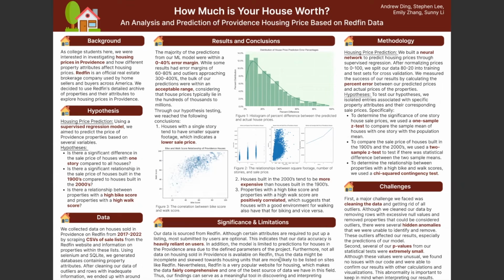We also faced several limitations. First, our data is sourced from Redfin. Although certain attributes are required to put up a listing, most attributes submitted by users are actually optional. This indicates that our data accuracy is heavily reliant on users. In addition, the model is limited to predictions for houses in the Providence area due to the defined parameters of the project. Furthermore, not all data on housing sold in Providence is available on Redfin. Thus, the data might be incomplete and skewed towards housing units that are more likely to be listed on sites like Redfin. Nevertheless, Redfin is a very popular website for housing. Therefore, we believe that this makes our data fairly comprehensive and one of the best sources of data we have in this field.